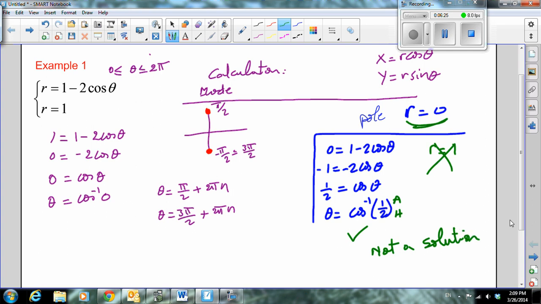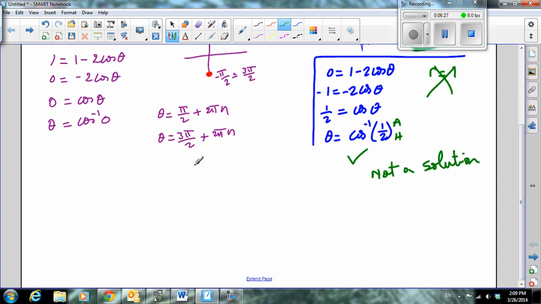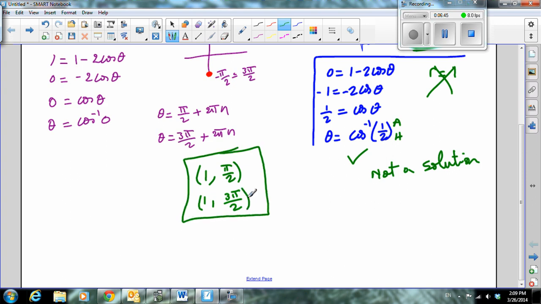Because the pole is not a solution, our final answer is the point (1, pi over 2), because the radius was 1. And the second solution is (1, 3 pi over 2). Those are the two solutions, final.